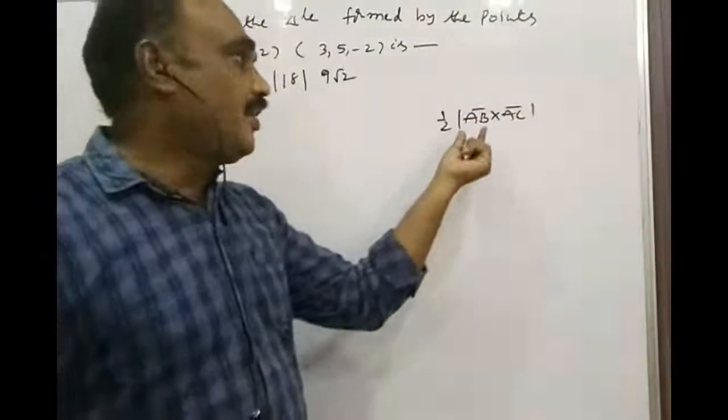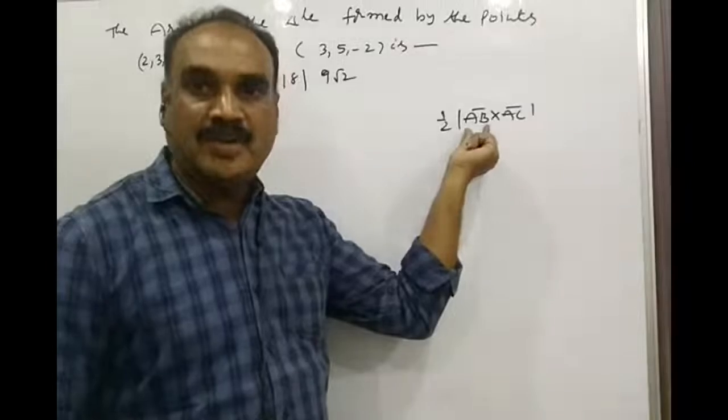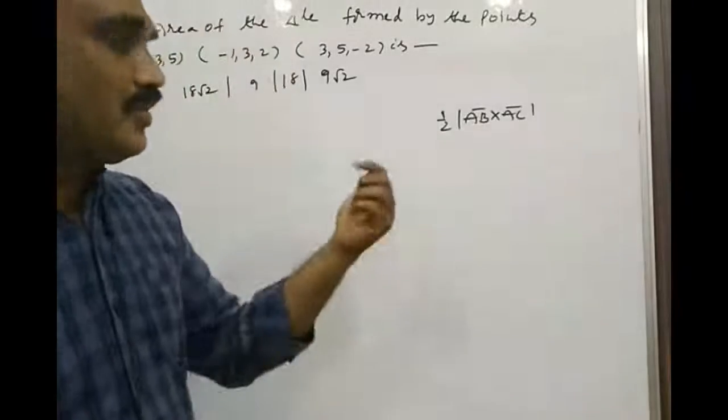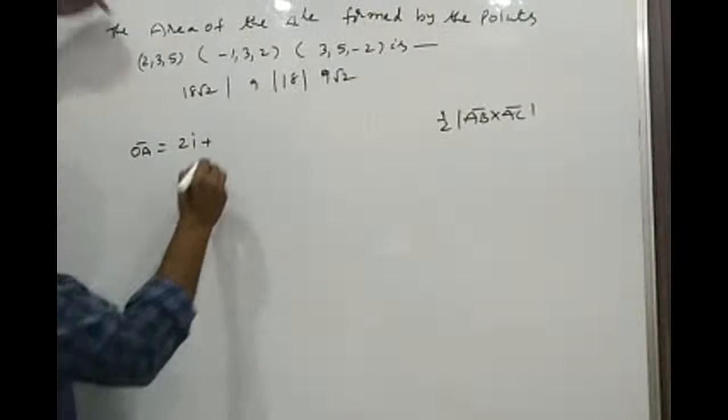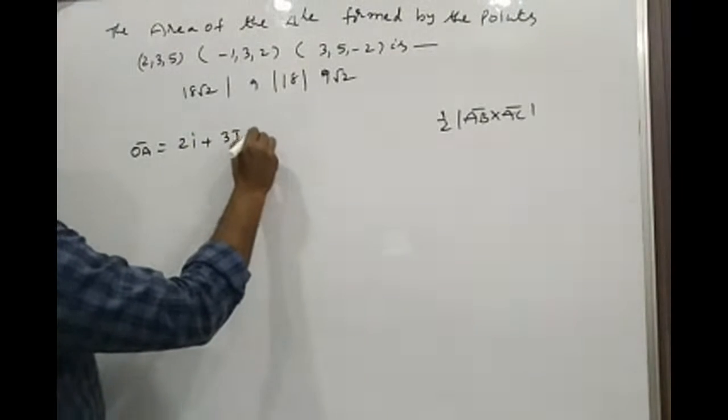In vectors, AB bar is equal to OB bar minus OA bar. Okay, friends, this is 2i bar plus 3j bar plus 5k bar.